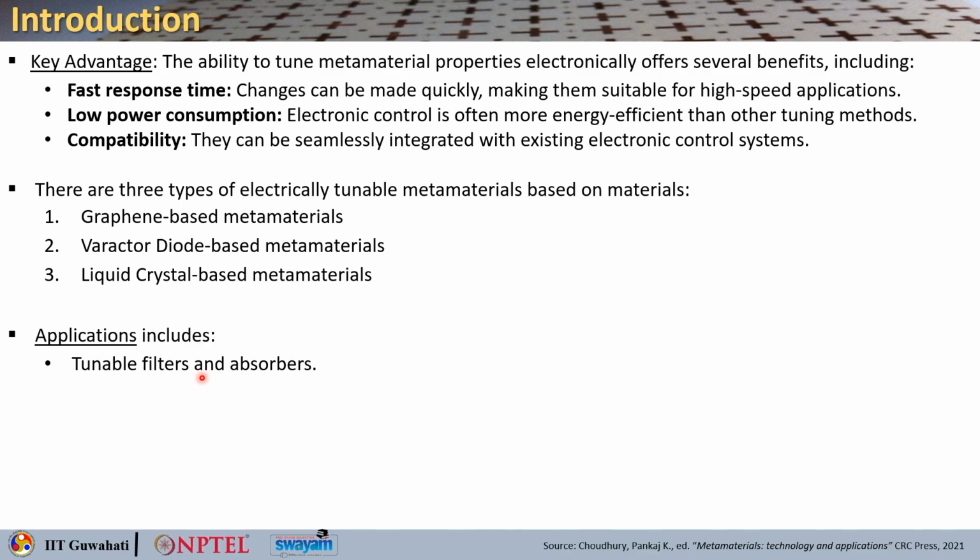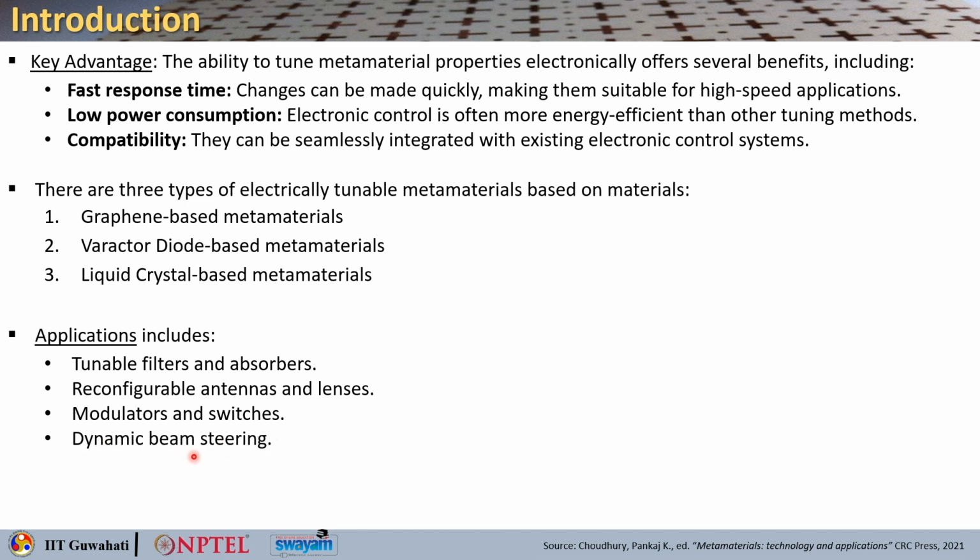The applications include making tunable filters and absorbers, designing reconfigurable antennas and lenses that operate at different frequencies, then modulators and switches, and also dynamic beam steering. It can also be used for adaptive cloaking. Invisibility cloaking makes an object completely invisible to an electromagnetic wave such as radar or light. Adaptive cloaking dynamically hides or masks objects under changing environments or conditions.